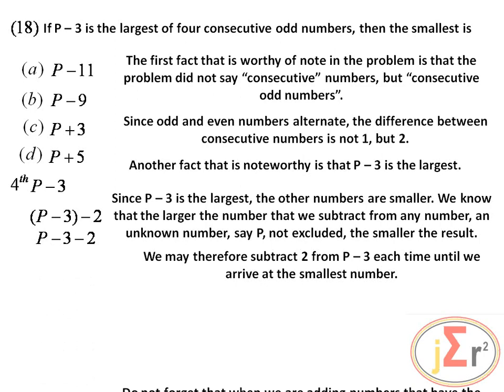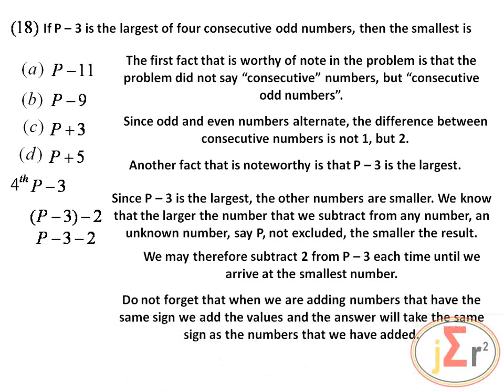And what do we know? Do not forget that when we are adding numbers that have the same sign, we add the values and the answer will take the same sign as the numbers that we have added. So we are subtracting 3 and subtracting 2. So consequently we are subtracting 5. So p minus 5. So when we are adding numbers that have the same sign, we are going to just add the values and then the answer will take the same sign as the numbers that we have added.